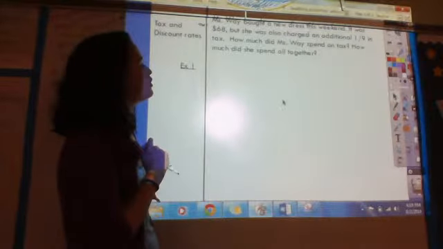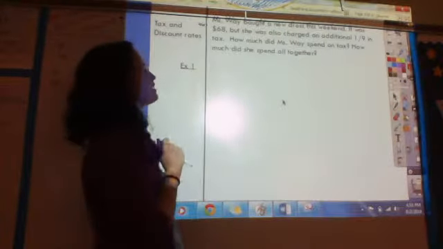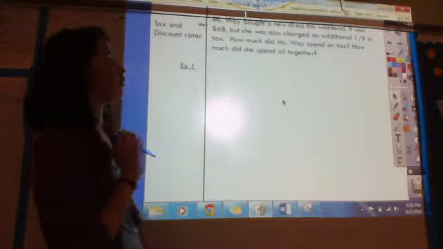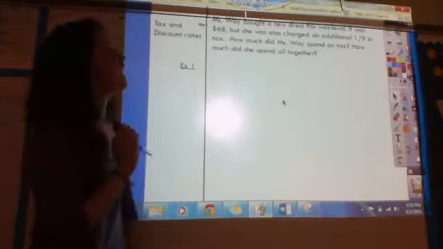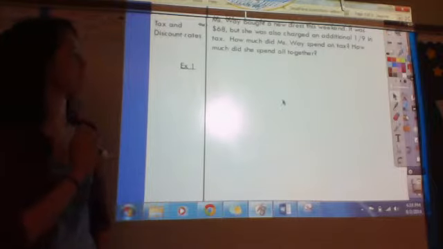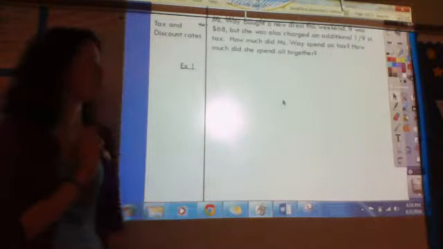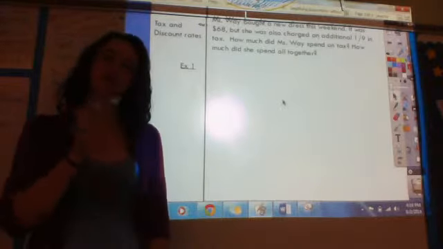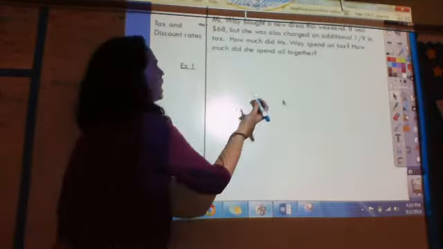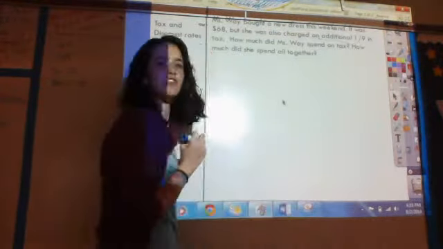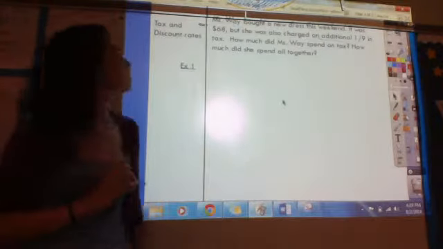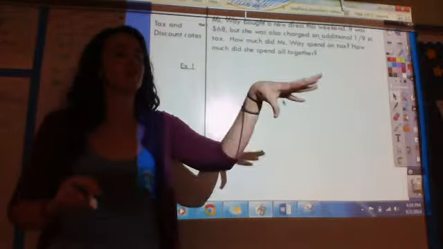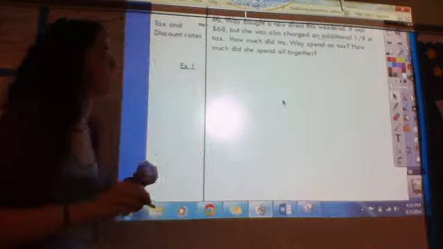Miss Way bought a new dress this weekend. It was $68, but she was also charged an additional 1/9 in tax. How much did Miss Way spend on tax? How much did she spend altogether? So the first thing I noticed that's different from this problem than the ones we did yesterday is that this says additional. Additional means add. So instead of taking away a discount and saving money, we're actually going to spend a little more money on tax, okay?